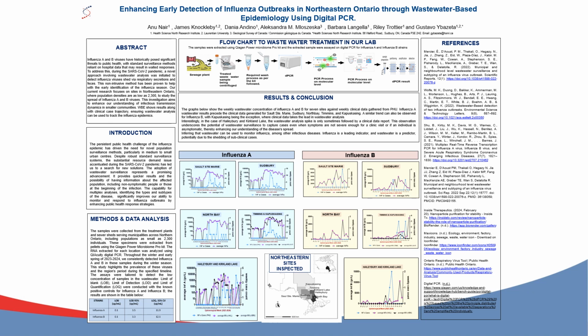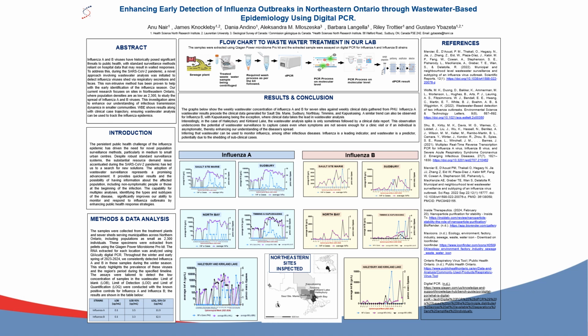Now, if we move on to results, we can see that 7 sites were inspected for influenza A and influenza B. If we look at the graphs for Sault Ste. Marie and Sudbury for both influenza A and influenza B, we discovered that the wastewater spike leads the clinical data received by 2 weeks. A similar trend is observed for influenza A in North Bay, Timmins, and Kapuskasing, and for influenza B in Timmins and Kapuskasing, with North Bay as an exception where no clinical data were recorded.